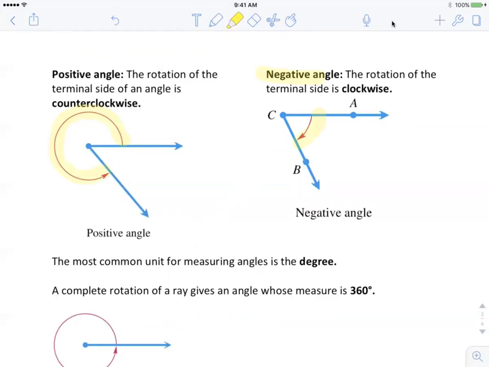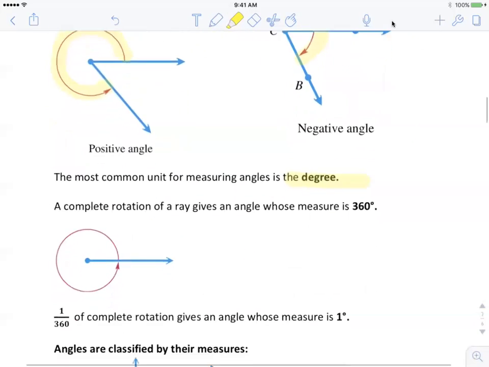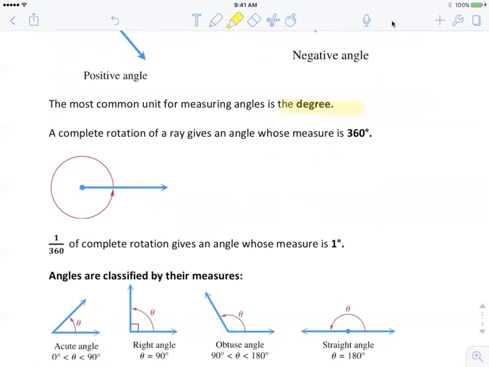Now, the most common unit of measurement for angles, you've probably heard it, is the degree. A complete rotation, if we go all the way around and our terminal side is in the same spot as the initial side, is an angle measured at 360 degrees. You've probably heard that before.